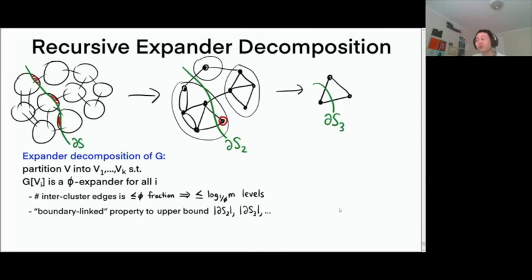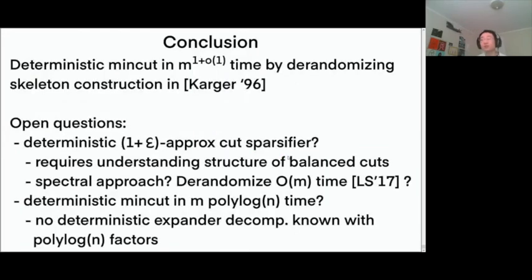I forgot to add a citation here. But this is a very important property. We won't see why it's important in this talk, but this turned out to be necessary. So that essentially concludes my talk. As a recap, we obtained a deterministic mincut algorithm in nonlinear time by de-randomizing the skeleton construction in Karger.